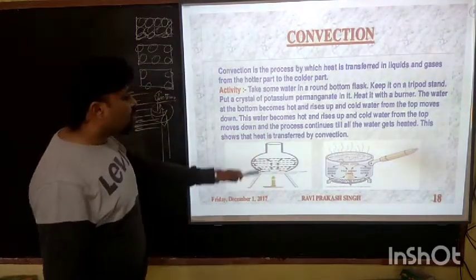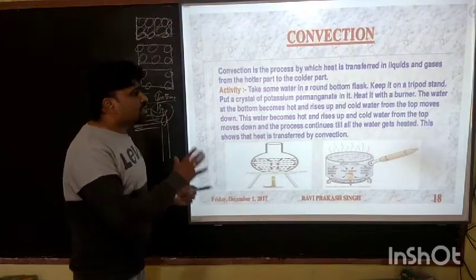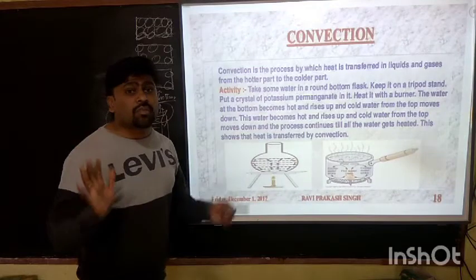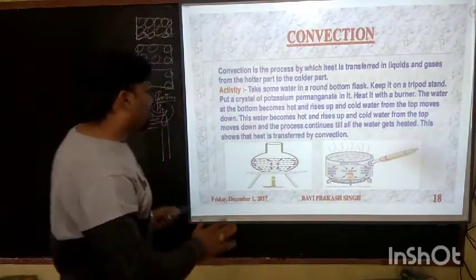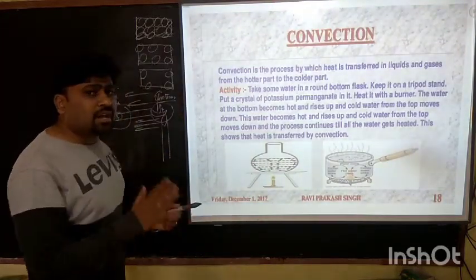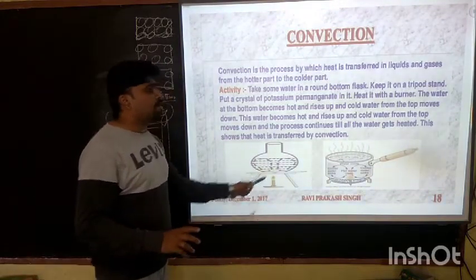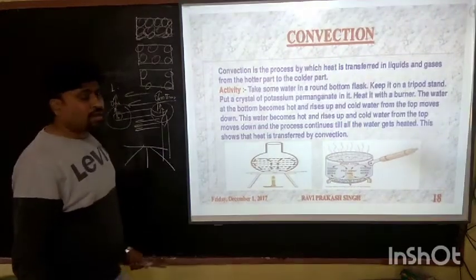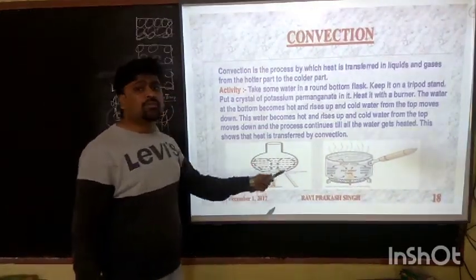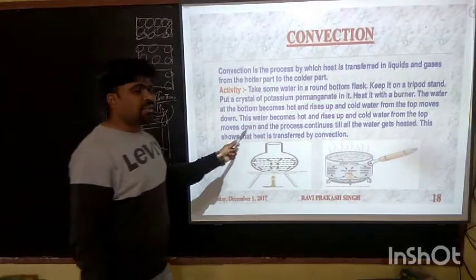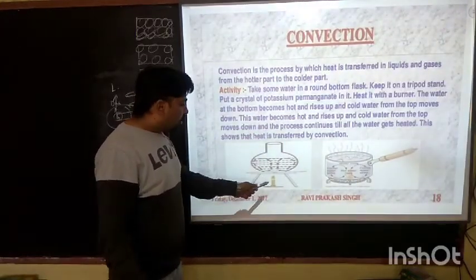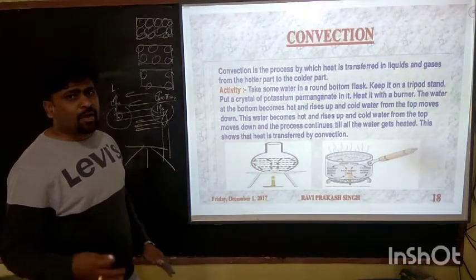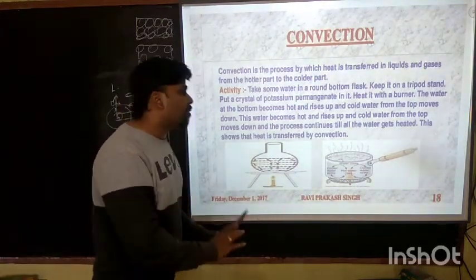Now listen here, there is one simple activity. By using this simple activity, we can easily come to know the meaning of convection. From this activity, what are the materials required? This is the tripod stand. Now this is a round bottomed flask. Inside the flask we are taking the water, and this is a candle, or we are taking a burner, spirit lamp, burner, like that we are using for heating purpose.